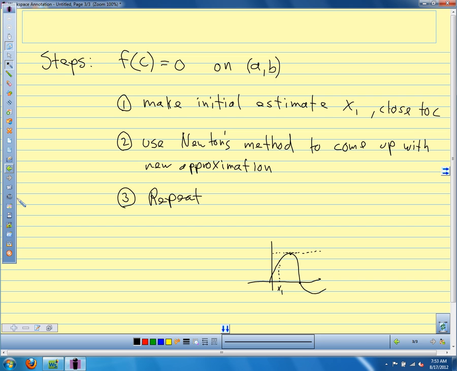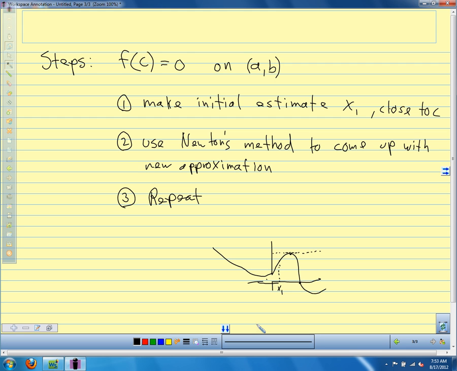Yes. Why does it not converge to 0? Good question. For the purpose of my illustration, I should have made the graph look like this. Okay?